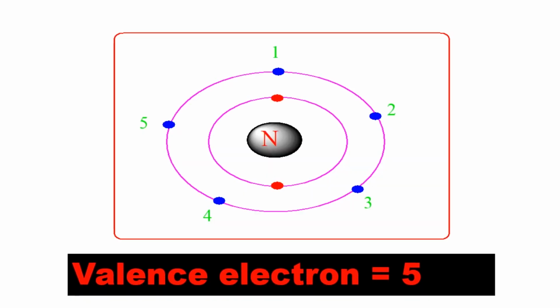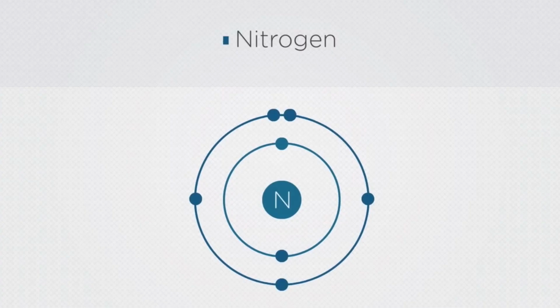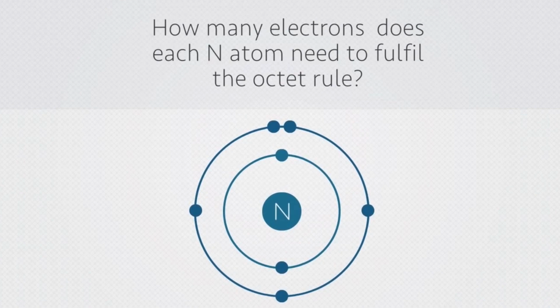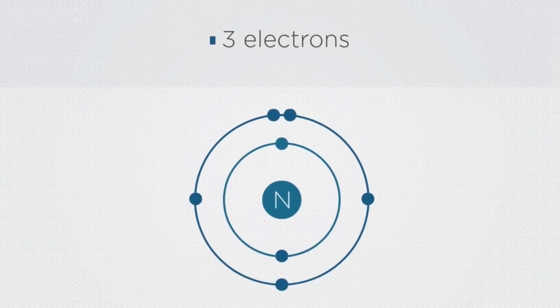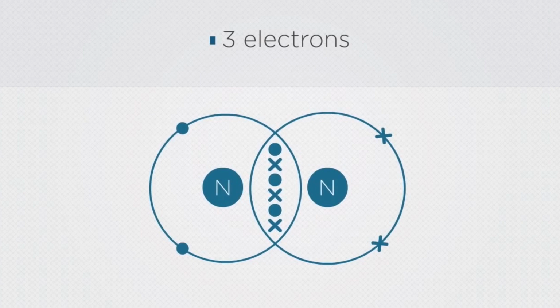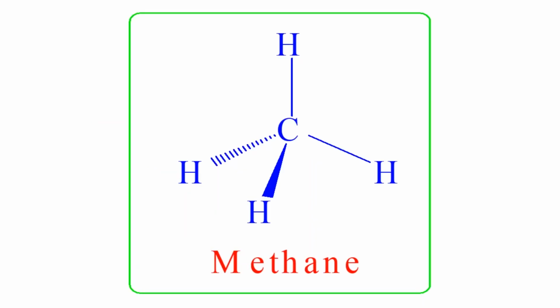The nitrogen atom has 5 electrons in its valence shell. It needs another 3 electrons to complete its octet. A nitrogen atom can fill its octet by sharing 3 electrons with another nitrogen atom, forming 3 covalent bonds, a so-called triple bond. The remaining 2 electrons on each nitrogen atom are called an unshared pair, non-bonded pair or lone pair of electrons. Let us consider another example, the formation of methane.